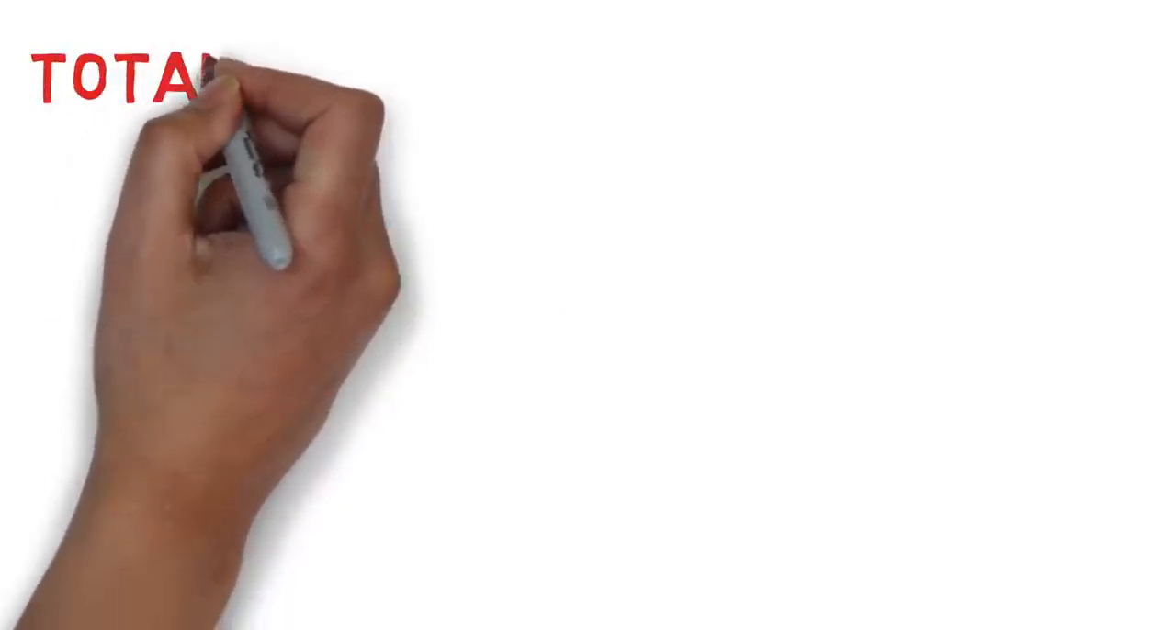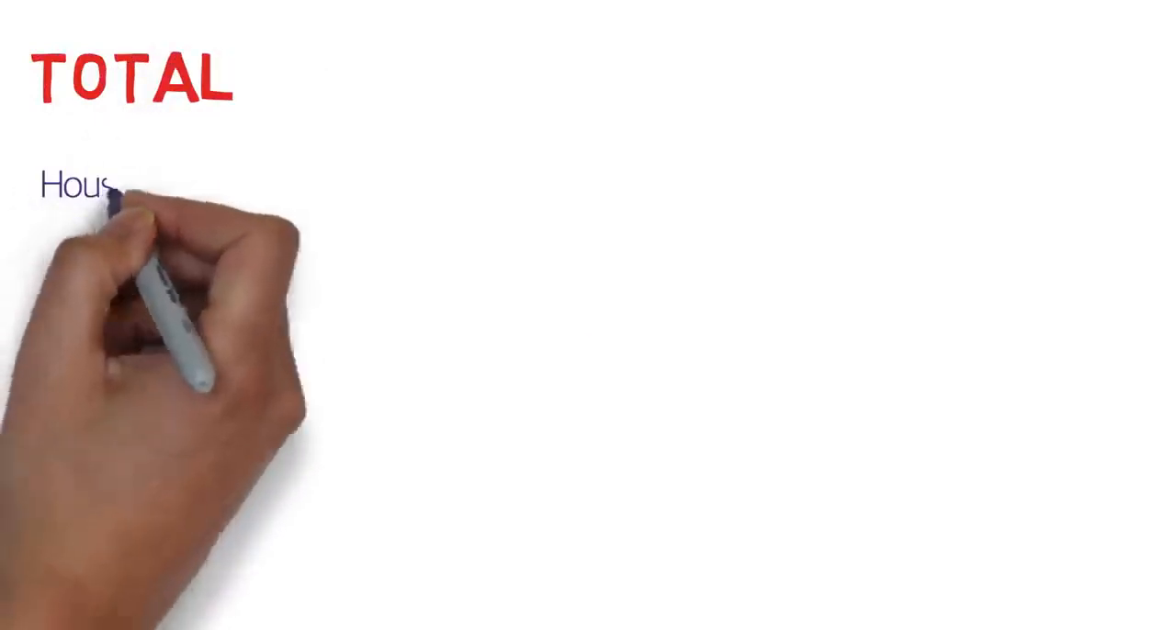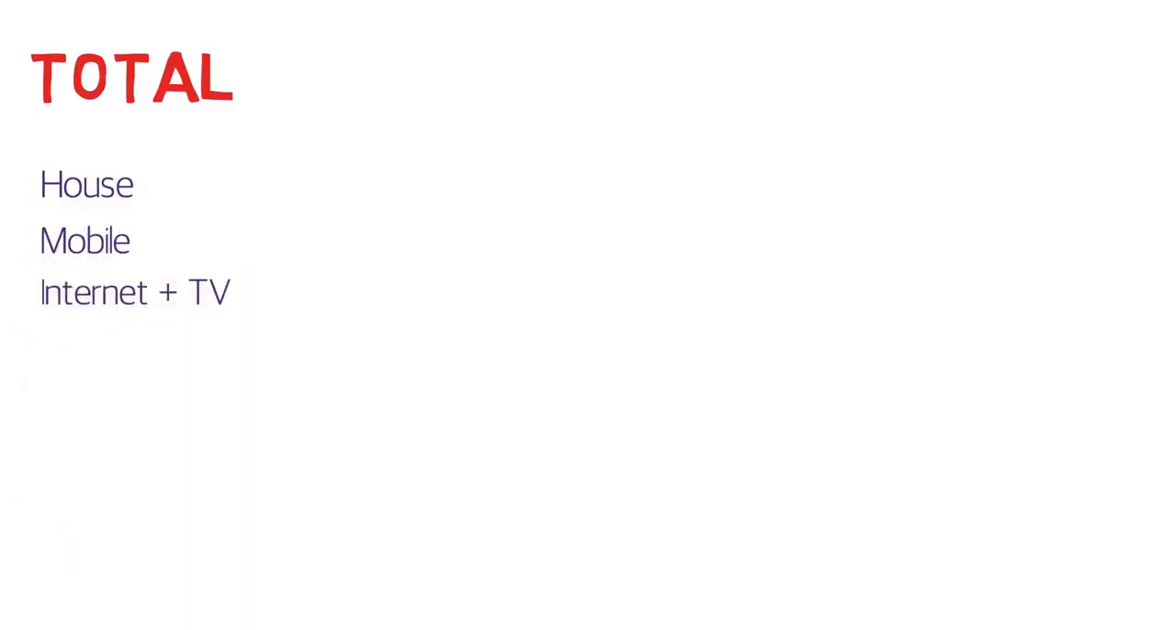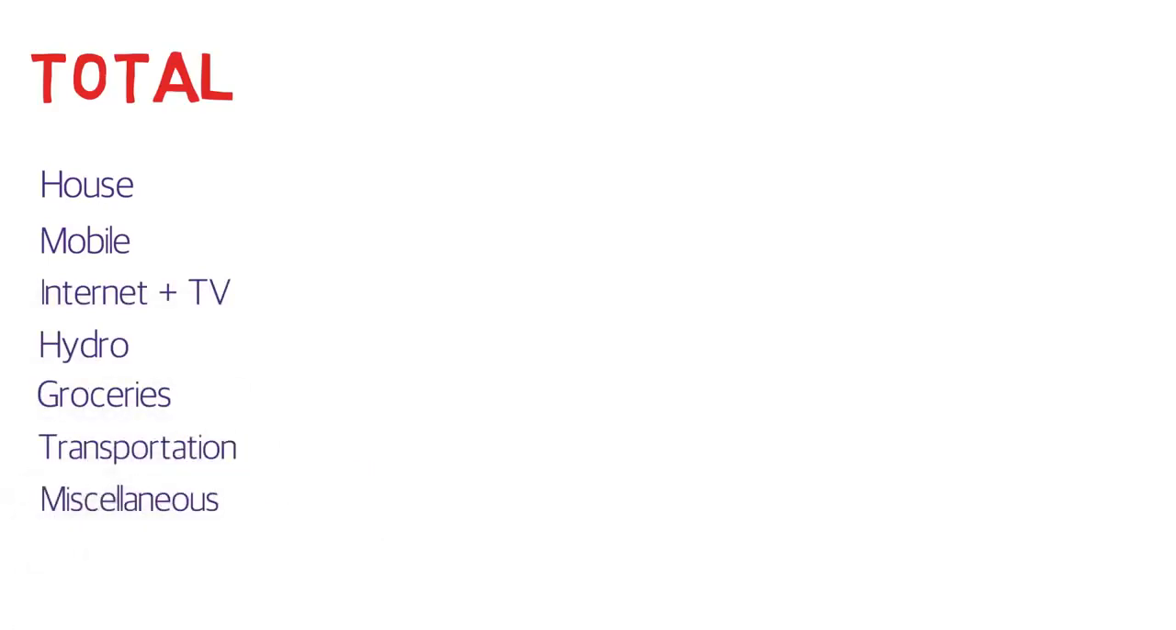Okay, now time for totaling. Again, all the same parameters: house rent, mobile bill, internet plus TV bill, your hydro bills, your groceries, transportation, and miscellaneous charges as well.